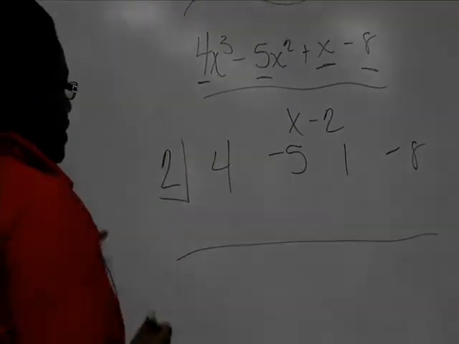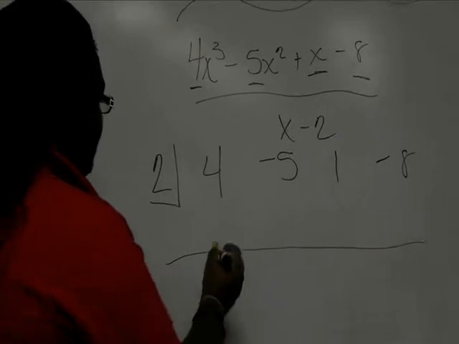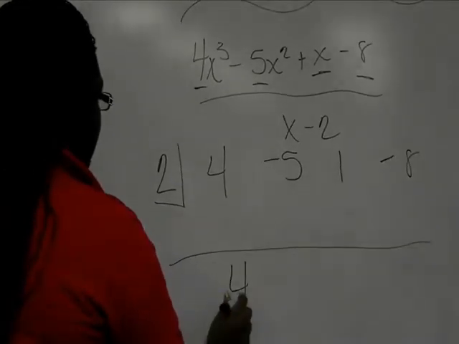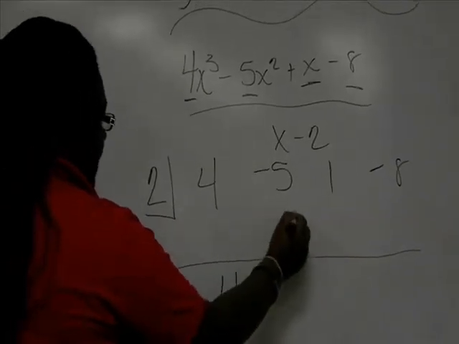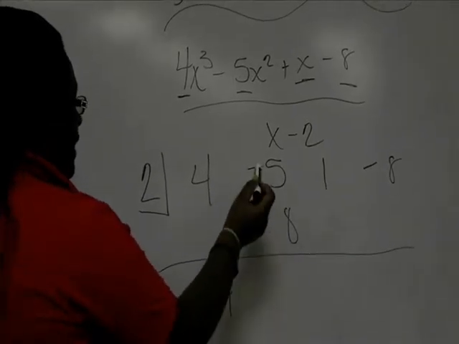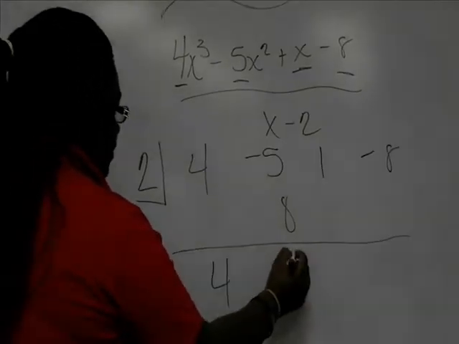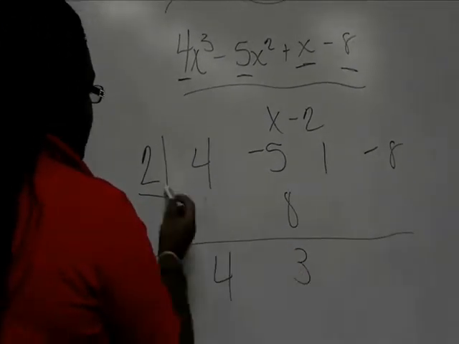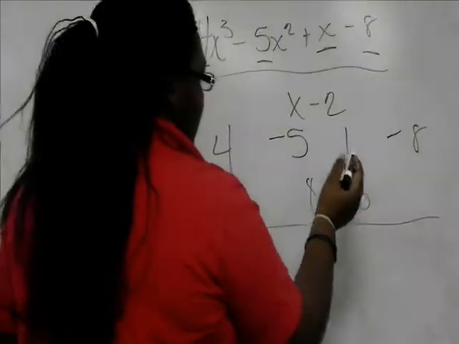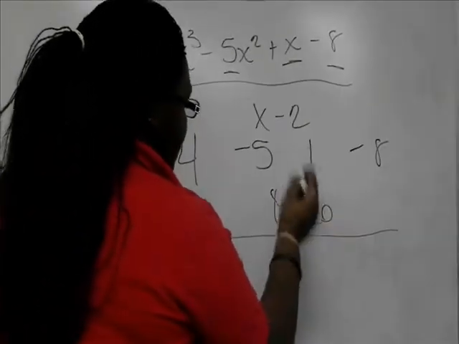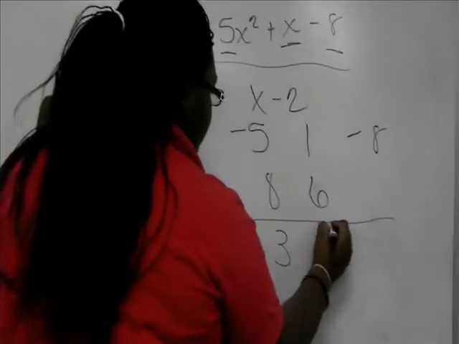These are the coefficients. So what you do is bring down the 4, and then you have to multiply by 2, which will give you 8. And then you have to add -5 and 8, which will give you 3. When you multiply 2 and 3, it gives you 6. And then you add it and it gives you 7.